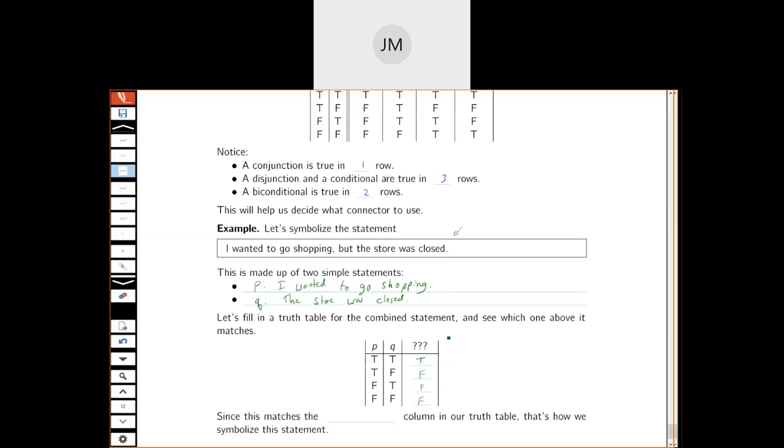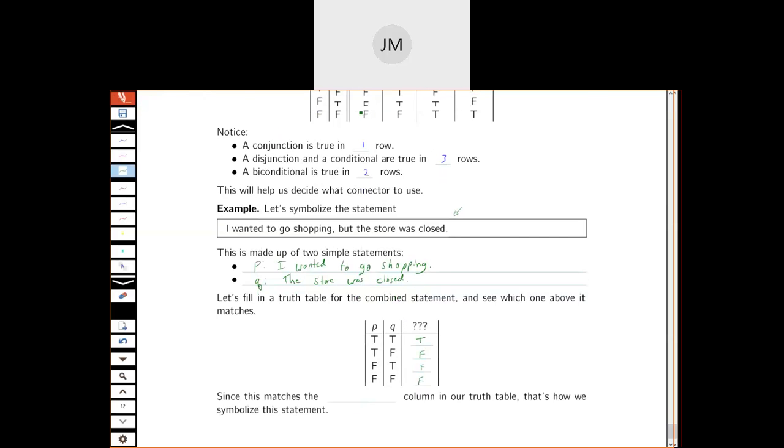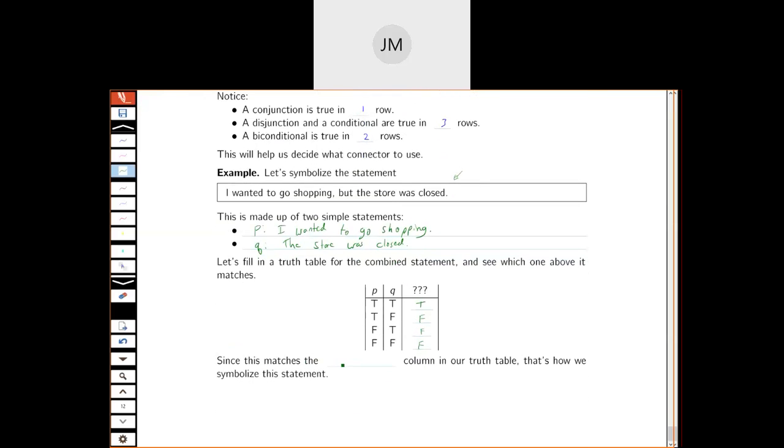Okay, so if I'm looking at this statement, I wanted to go shopping, but the store was closed, and I look at its truth table, which connective does that seem to match? Yeah, that looks like, right? True, false, false, false. That looks like P and Q, our conjunction. So this matches the P and Q column in our truth table, and so that's how we can symbolize this statement.